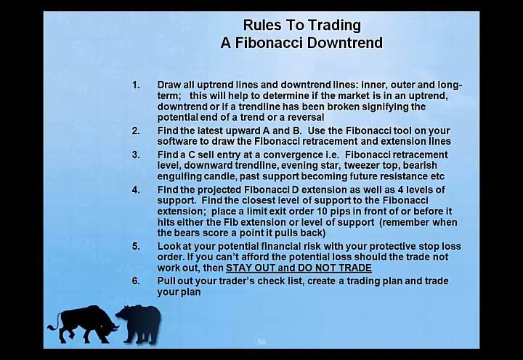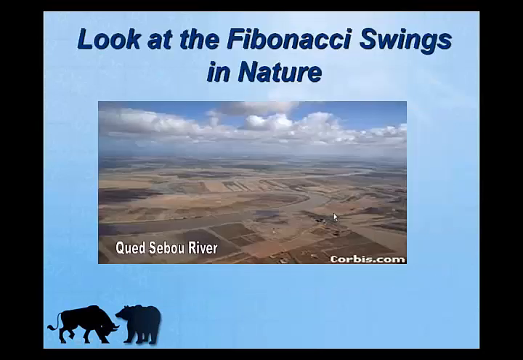We draw all our trend lines, inner, outer, long term. We find our ABCDs. We find our latest AB. Then we find a convergence at C. Where is a Fibonacci number meeting a trend line? Where does it do a candle formation or a past support, future resistance level, or also a pivot level? And then we find our D extension with 4 levels of support and 4 levels of resistance. If it does not meet our equity management, we stay out of the trade. We always pull out our trader's checklist and we trade that plan.